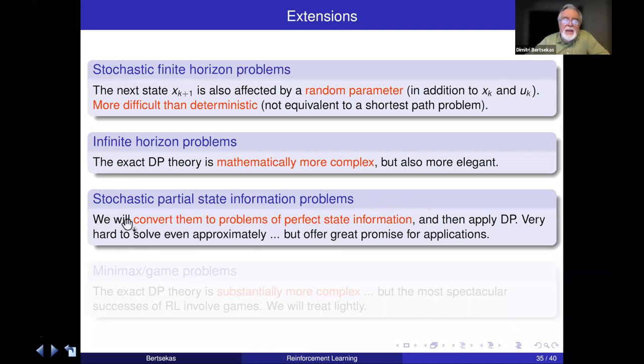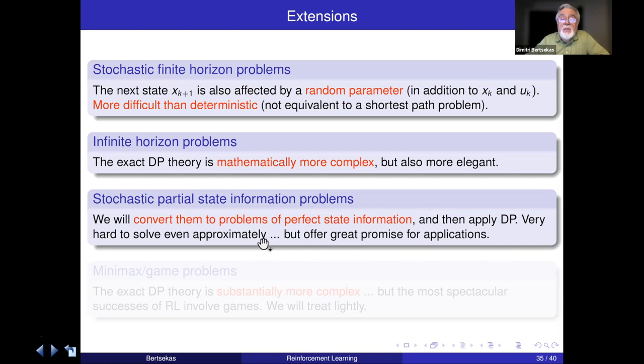Conceptually, however, partial state information problems can be converted to perfect state information problems. There is a mathematical procedure for doing so. And once you have the perfect state information problem, then you can apply dynamic programming for the perfect information case. The dynamic programming algorithm becomes much harder to solve, even approximately. So this is a very challenging class of problems, even with approximations. On the other hand, the number of applications is very, very large. People are working actively in this area.